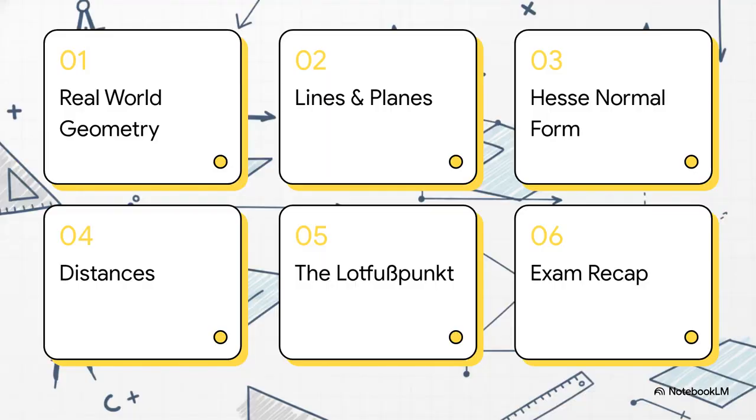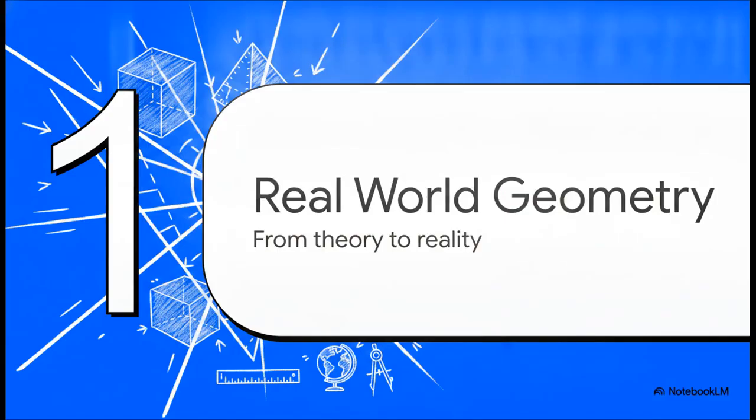So here is our roadmap for today. 1. Geometry in the real world. 2. Equations for lines and planes. 3. The Hesse normal form. 4. Calculating point-to-plane distances. 5. A worked example on the Lotfuspunkt. And finally, 6. An exam recap. Let's kick things off with Section 1. Geometry in the real world.